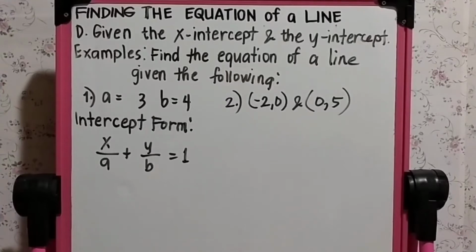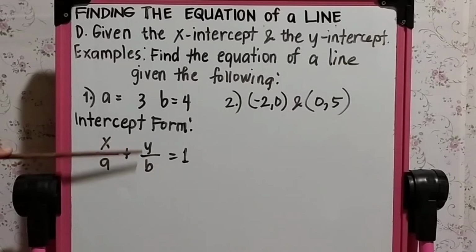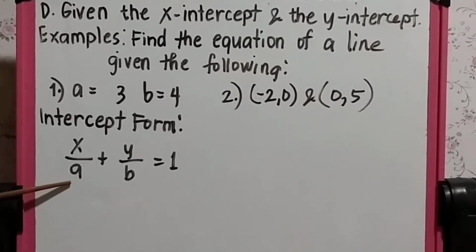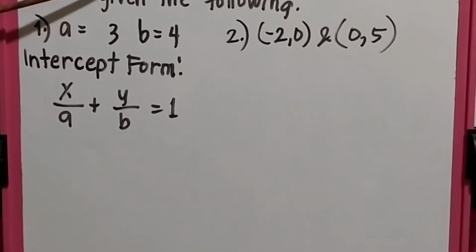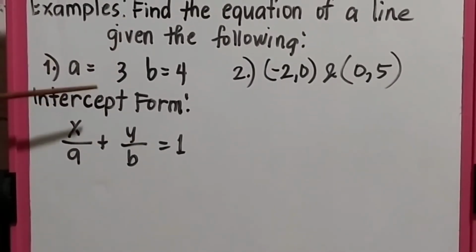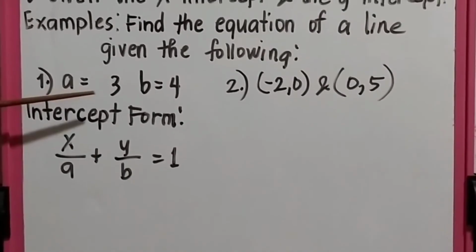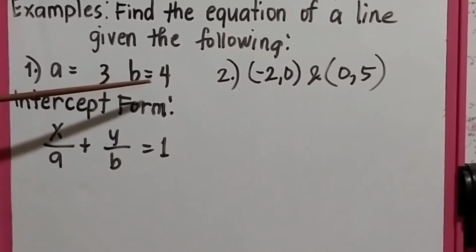So that's it. Okay. The last one, finding the equation of a line given the intercepts, or given the x and the y intercepts. So kapag ang x and y intercept naman ang given, we're going to use the intercept form of a line. That is, x over a plus y over b is equal to 1, where a is the x-intercept and b is the y-intercept. Okay? So let's take this example. Find the equation of a line given the following. a, or the x-intercept, is 3 and b, or the y-intercept, is 4.